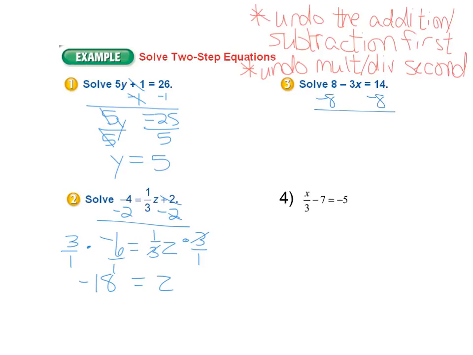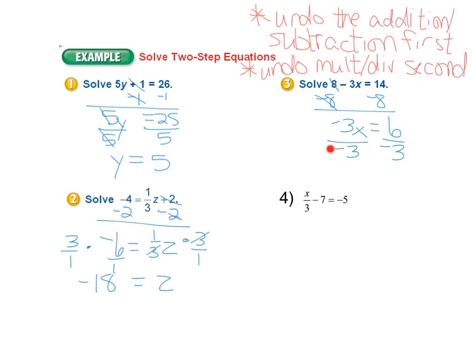Whatever I do to one side, I have to do to the other. 8 minus 8 is 0. Bring down my negative 3x. 14 minus 8 is 6. Now I have negative 3 times x. That's multiplication. My inverse operation is division. I'm going to divide both sides by negative 3.